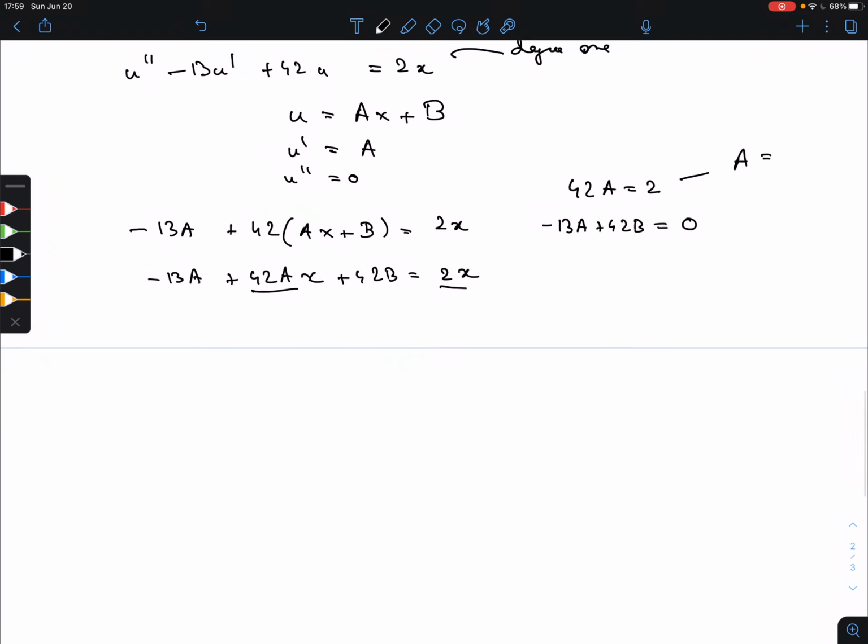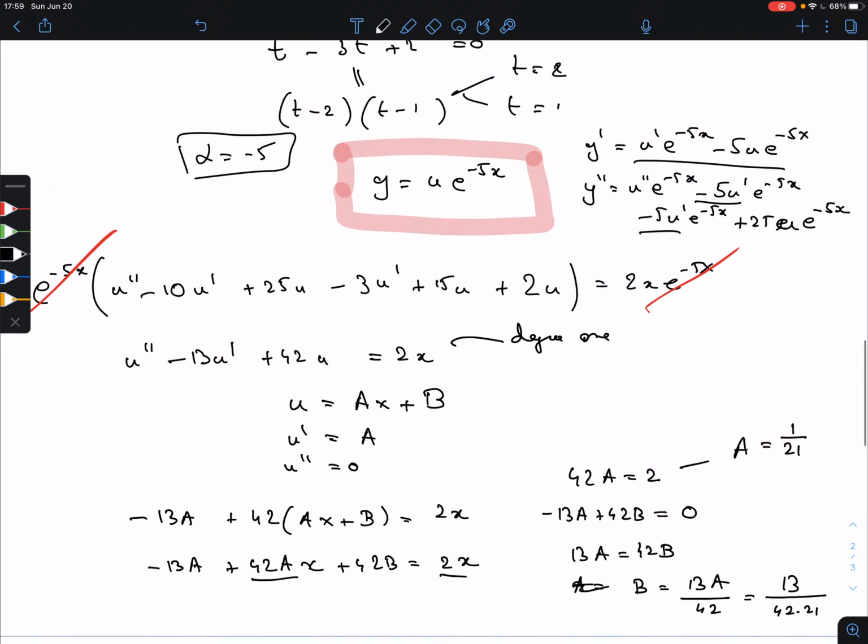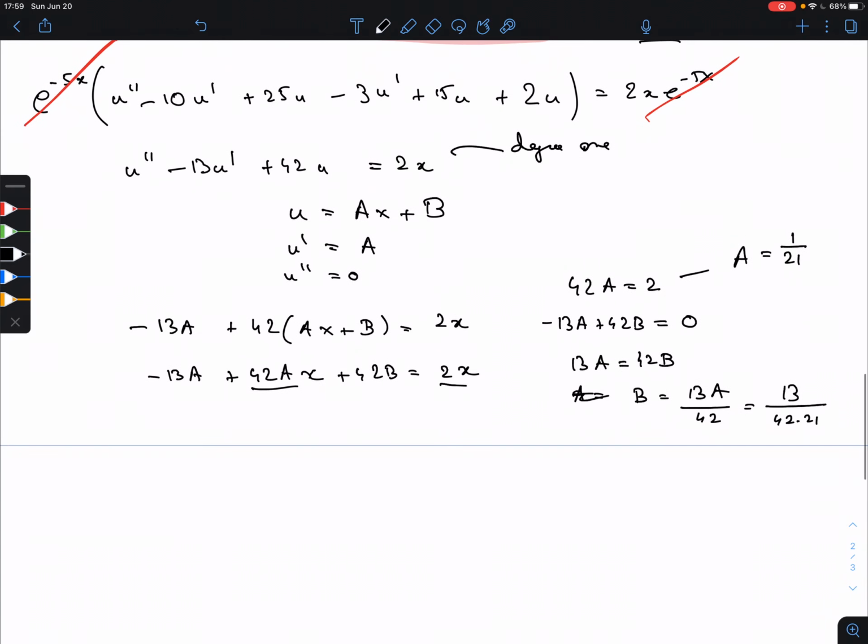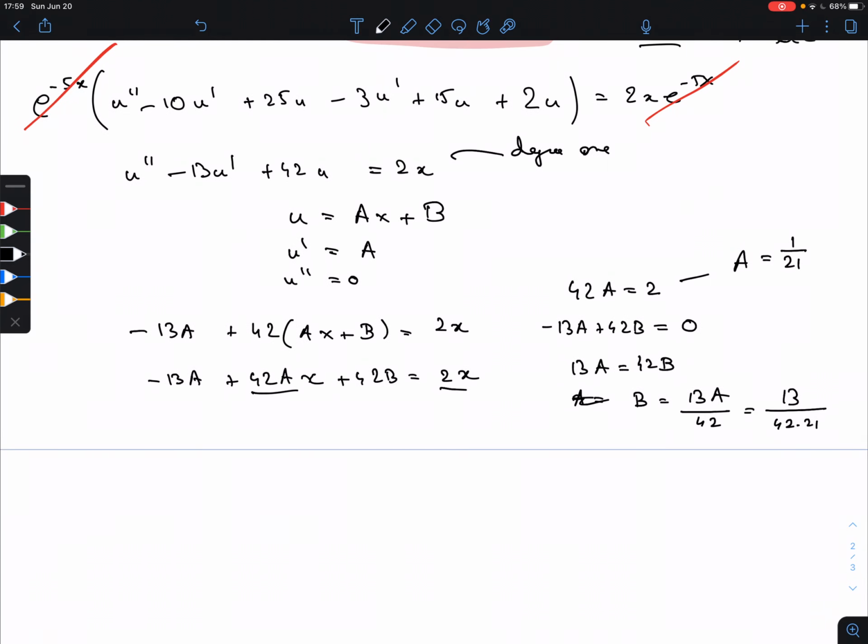Okay, a is 2 over 42. That's 1 over 21. And if I plug this in, then I see that 13a is equal to 42b. So b is equal to 13a divided by 42. So that is a kind of huge number, 13 over 42 times 21. Okay, whatever they are doesn't matter.